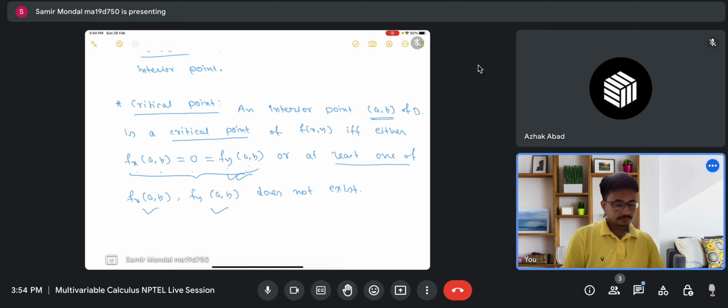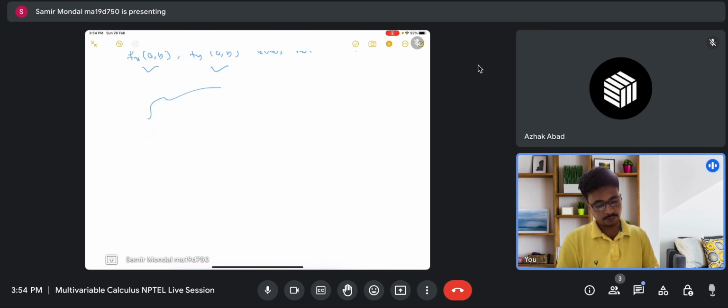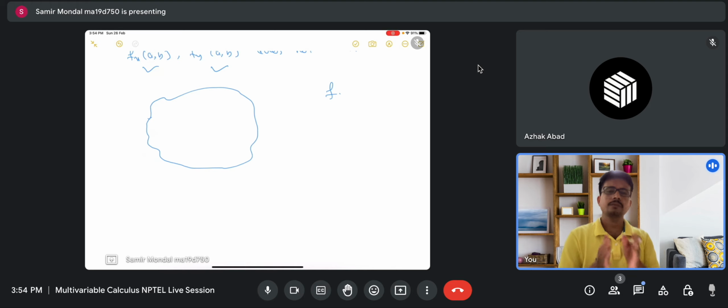So one theorem is there. Suppose this is your collection of all critical points for your two-variable function f. The theorem says that the point of extremum, whether a point of local maximum or minimum, is a subset of this one. Understood what this theorem says?